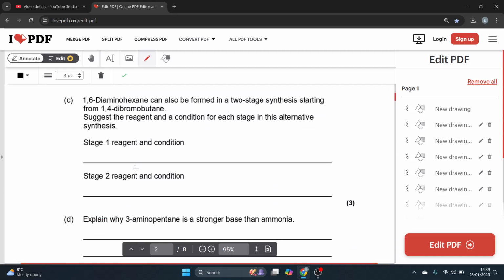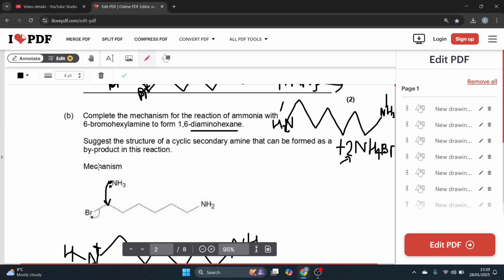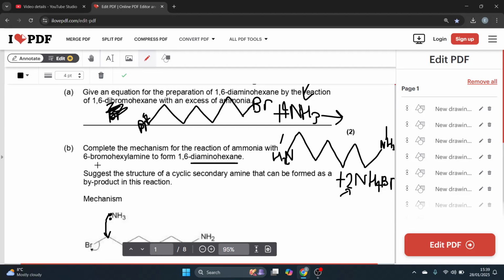1,6-diaminohexane can be formed in a two-stage synthesis starting from 1,4-dibromobutane. Suggest the reagent and condition for each stage in this alternative synthesis. So in a two-step synthesis, the first thing I need, diaminohexane. Oh, so I need to go from halogenoalkane to nitrile, and then I reduce the nitrile to the amine.